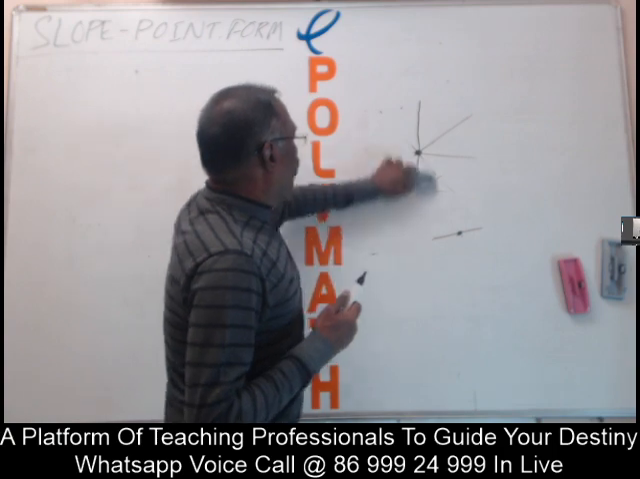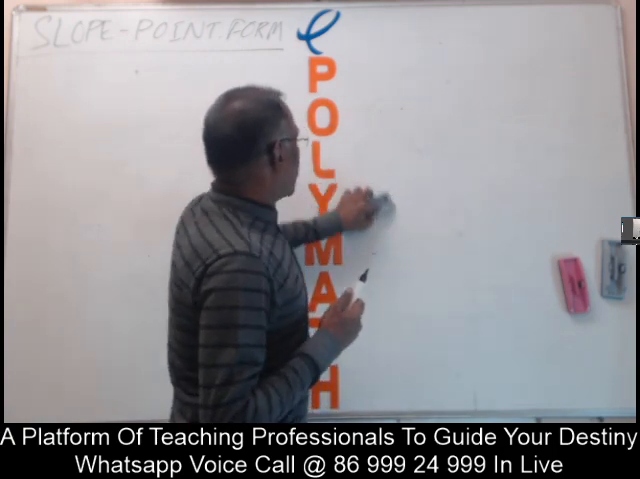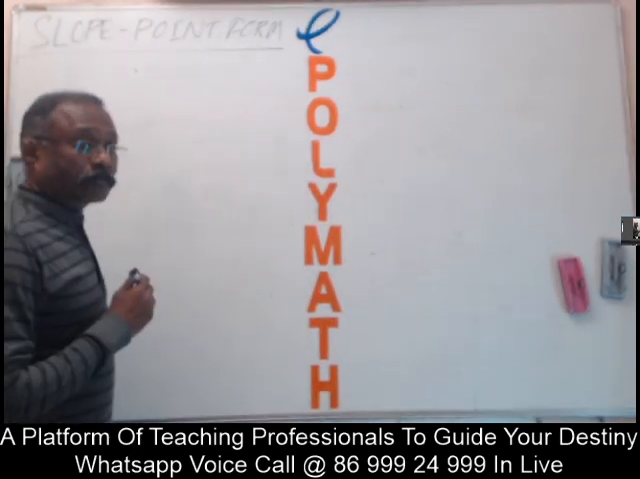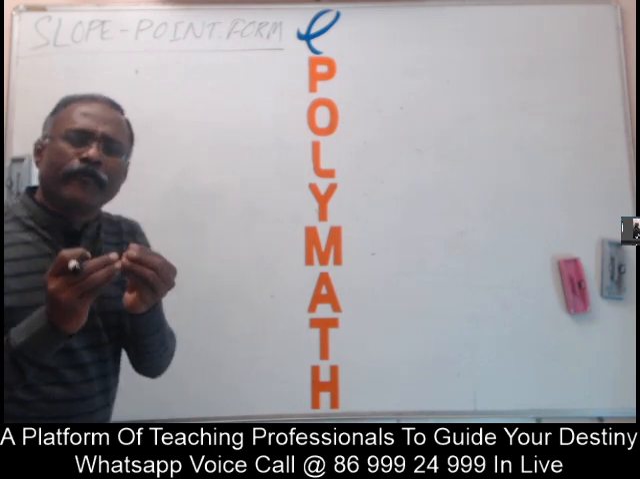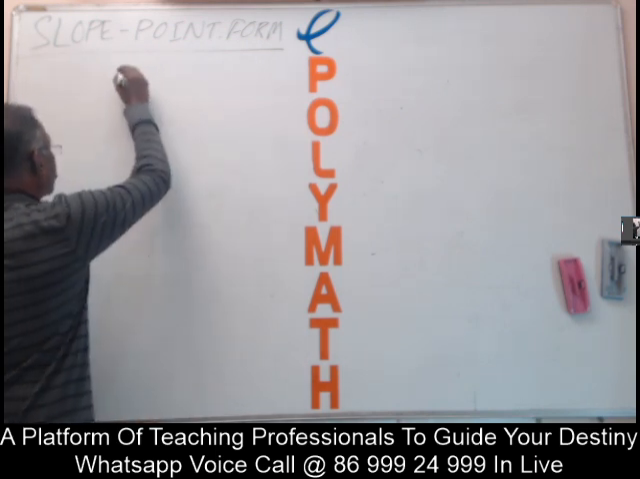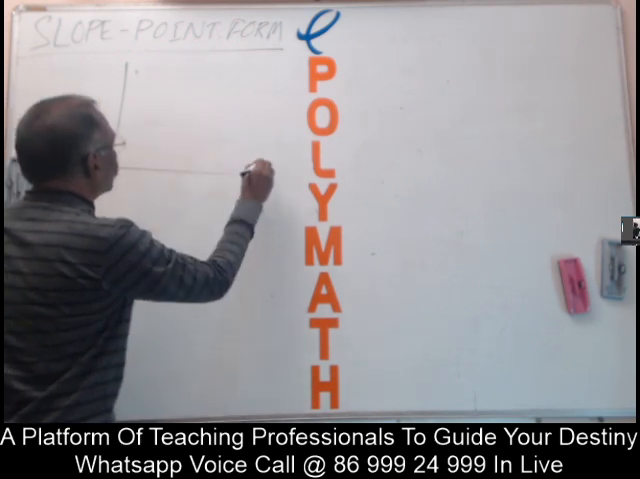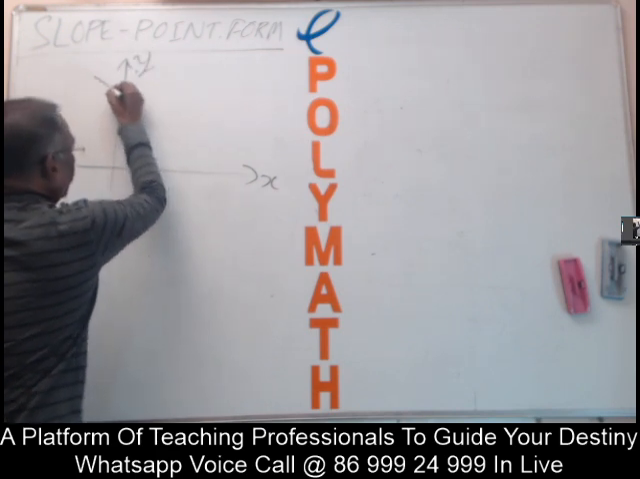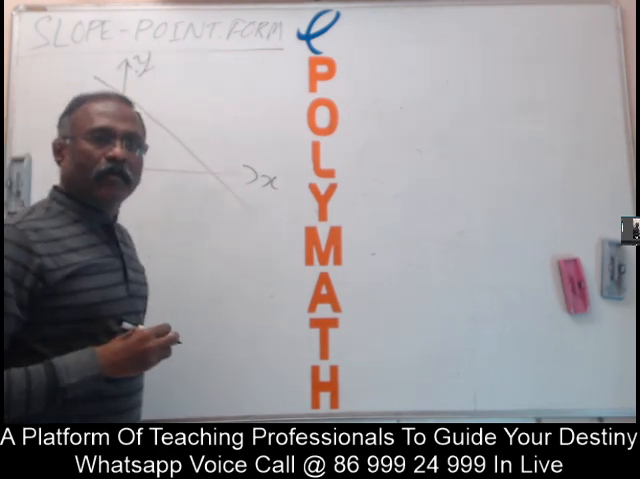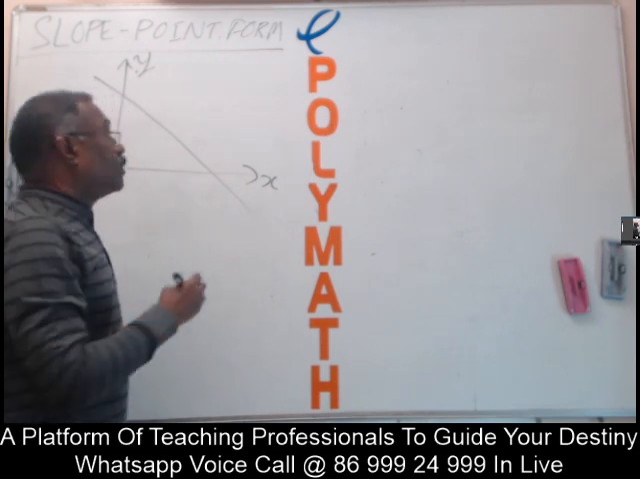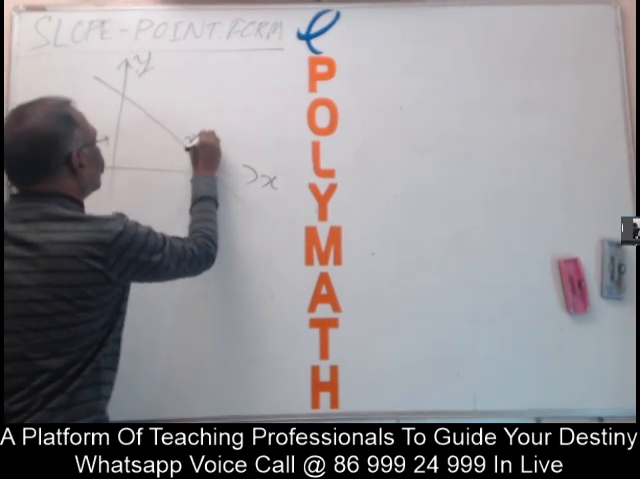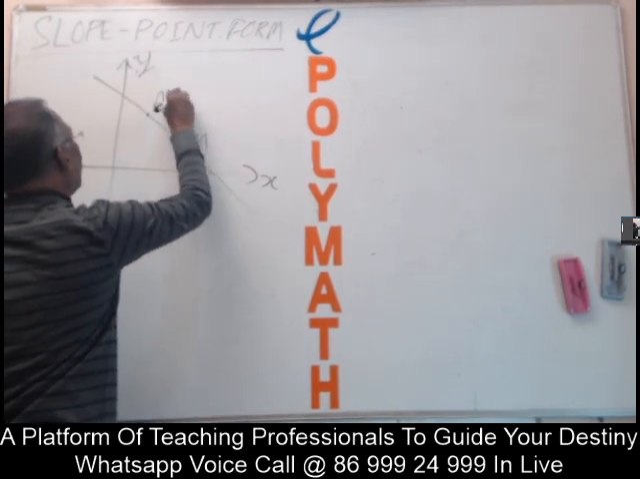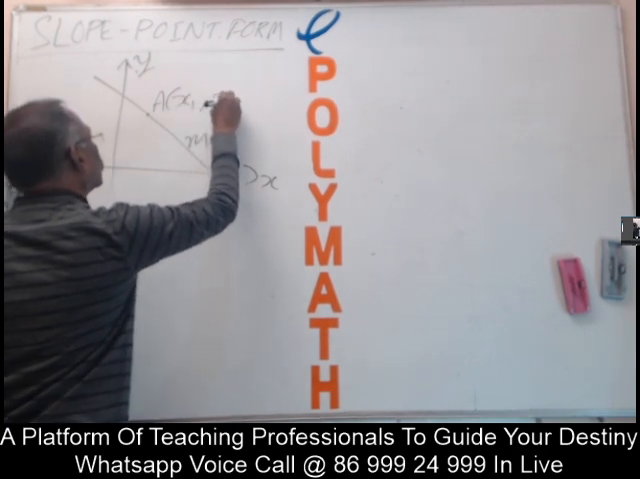For a better understanding of what I'm doing here, I'm just doing a few steps, 2 steps, to derive it. This is the x-axis, y-axis, and a line equation is needed. What is the data given with respect to this line? Slope is given, whose slope is m, and for slope point form, a point is given, (x1, y1).